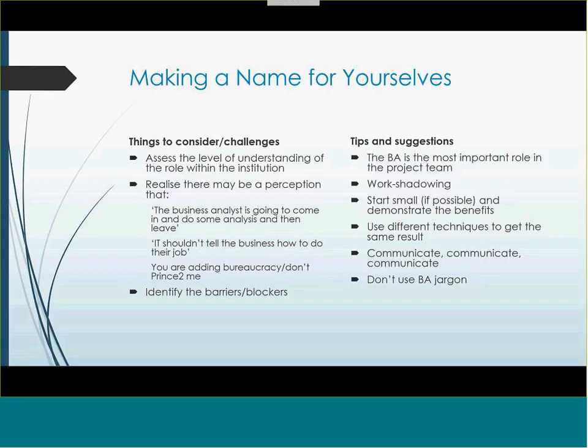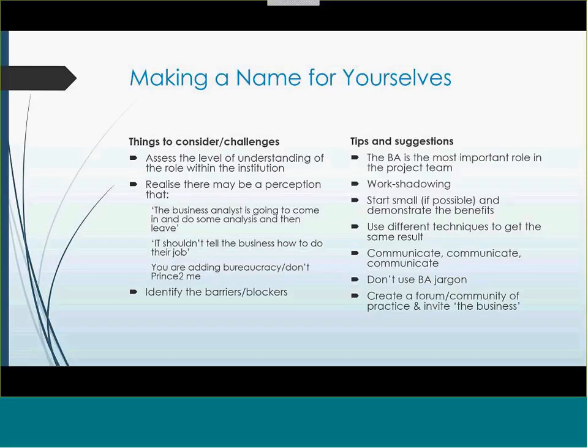Avoid BA jargon. There's lots of IT jargon out there, and there's lots of jargon in business analysis land. So avoid using it for frontline users. Nothing turns people off more than a term they don't know or don't really want to know about. So speak in plain English as much as you can.